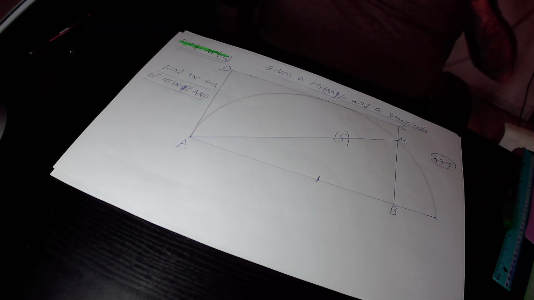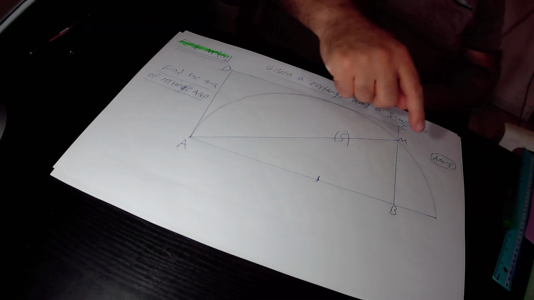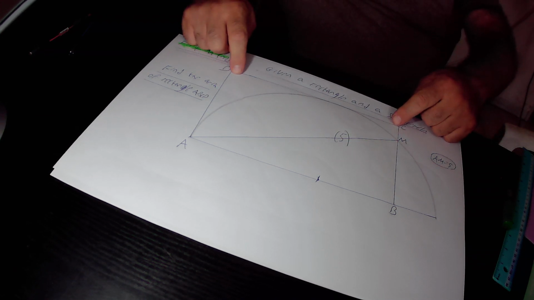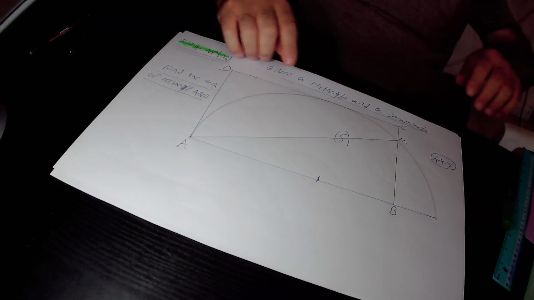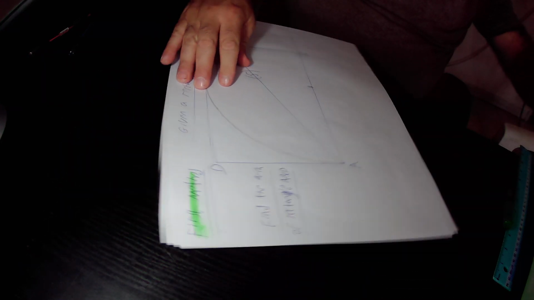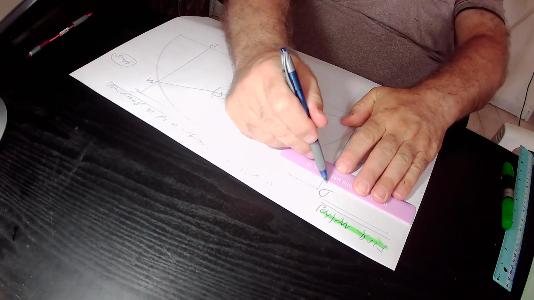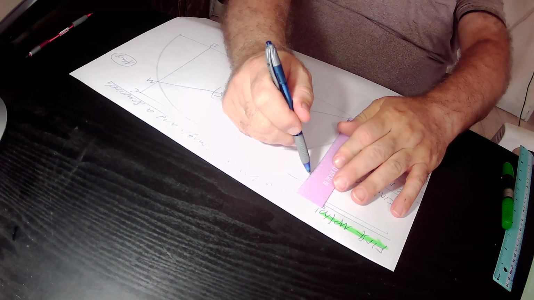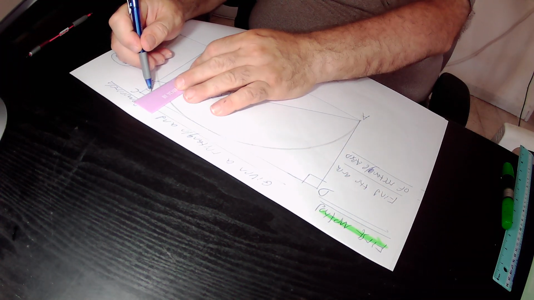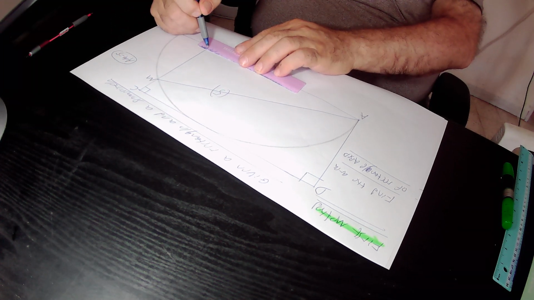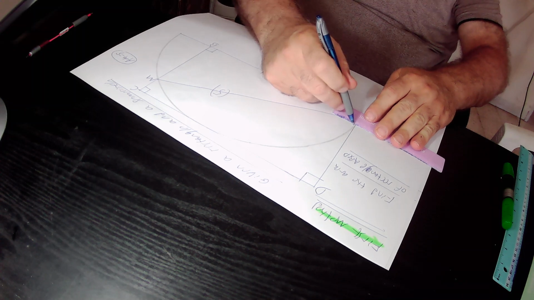Again, our mission is to find out the area of this rectangle ABCD. So we'll start with the first method. First of all, we know that ABCD is a rectangle, so all four angles inside rectangle ABCD are right angles. This is a right angle, this is also a right angle, this is a right angle, and finally this is also a right angle.